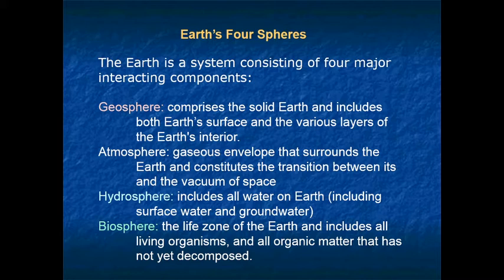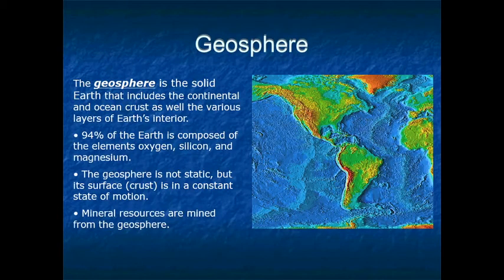In terms of importance, the geosphere comprises the solid earth and includes both earth's surface and the various layers of the earth's interior, while the atmosphere is a gaseous envelope that surrounds the earth and constitutes the transition between it and the vacuum of space. We also have the hydrosphere, which includes all water on Earth, including the surface water and even the groundwater, while the biosphere is the life zone of the Earth and includes all the living organisms and all organic matter that has not yet decomposed. And specifically, focusing on the solid aspect of the Earth, we have the geosphere.